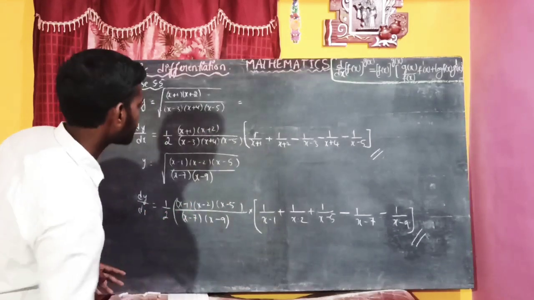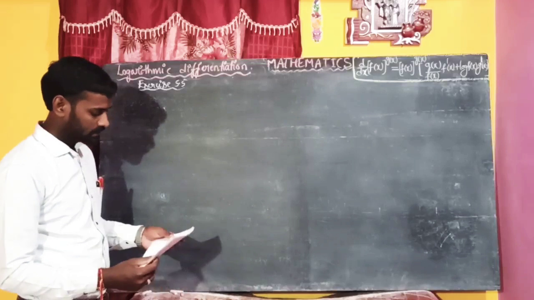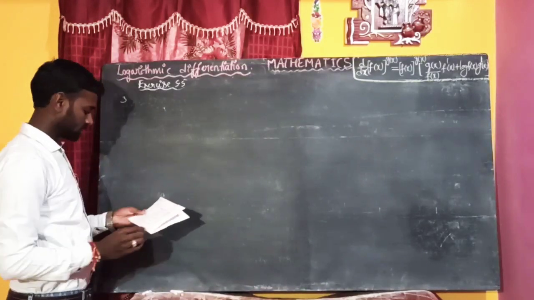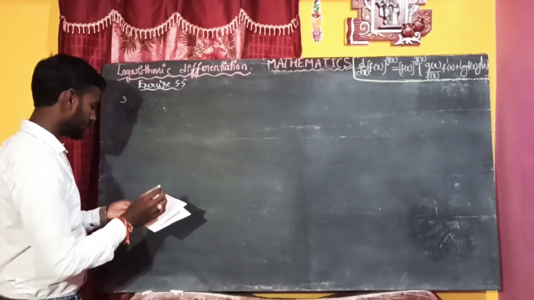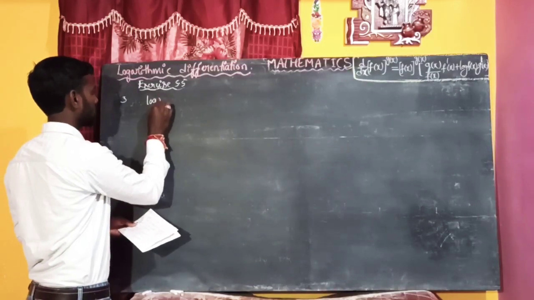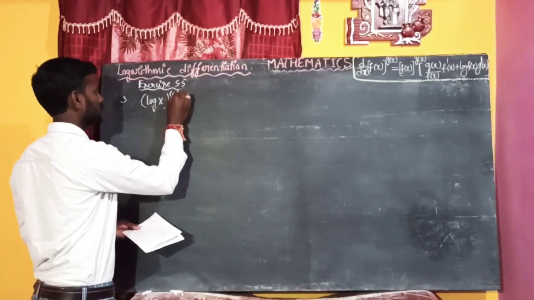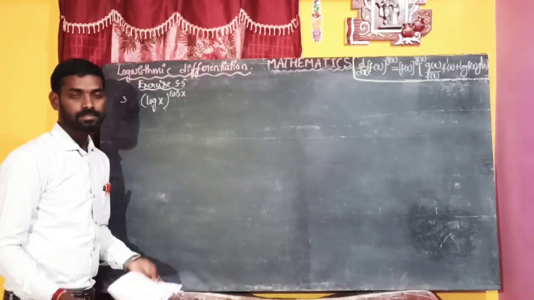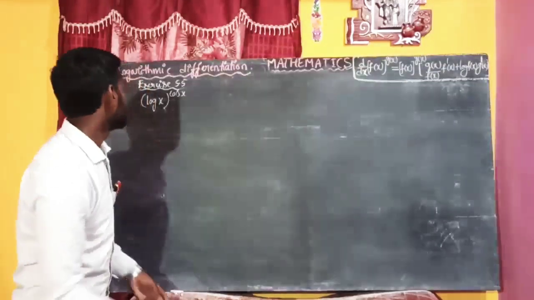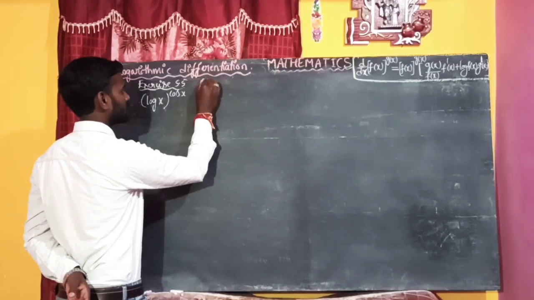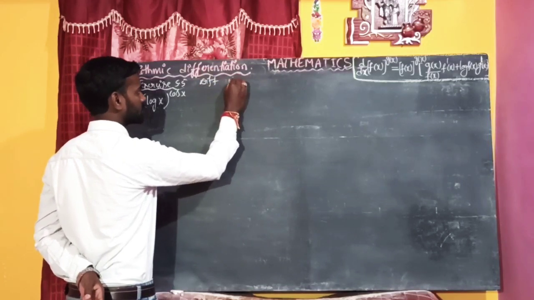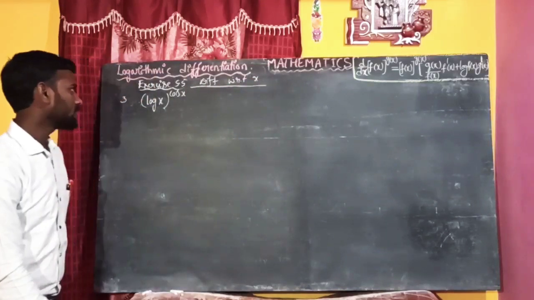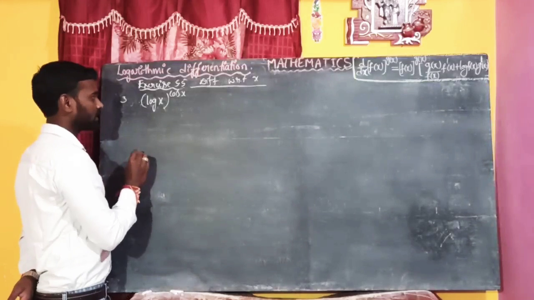Okay, next question, guys. Third one: log x all to the power of cos x, or log x to the power of cos x. Differentiate this with respect to x. In this exercise, differentiate with respect to what? x. Okay, here observe guys, let us call this function y.